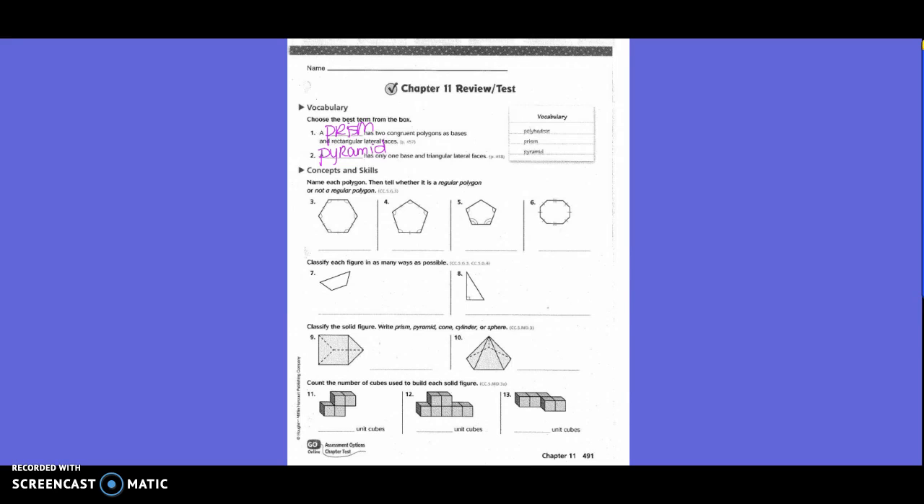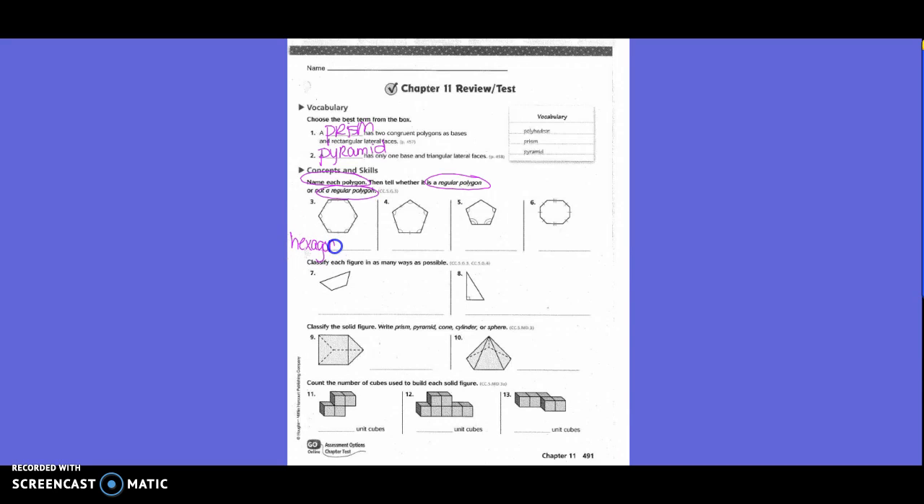So in your directions, you need to say name the polygon, and then you need to say whether it's a regular or a not regular polygon. On the last assignment, the mid-chapter checkpoint, you just put if it was regular or not regular. You never said what kind of polygon it was. So number 3, what kind of polygon is that? It is a hexagon, and then is it regular or not regular?